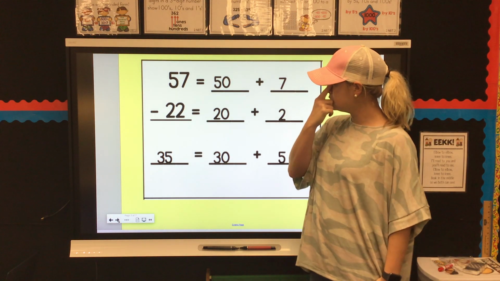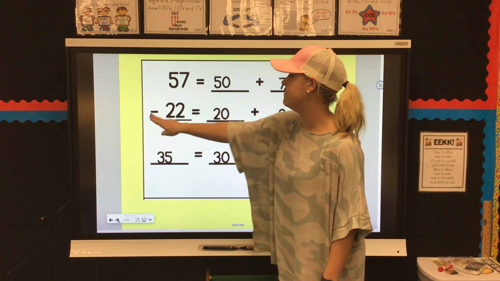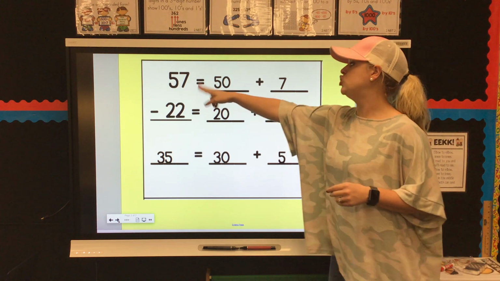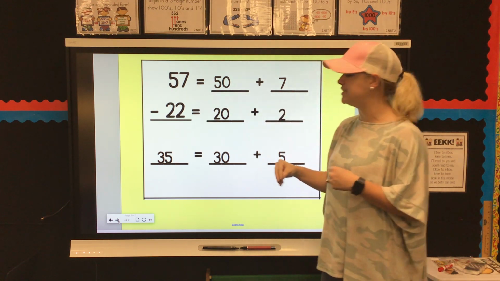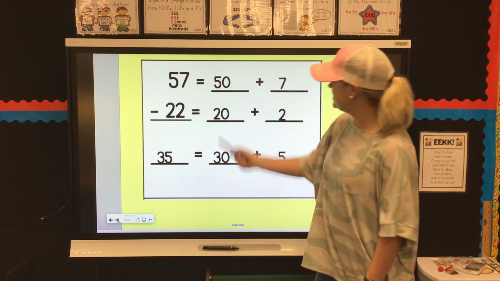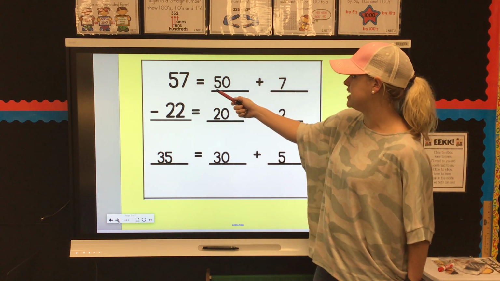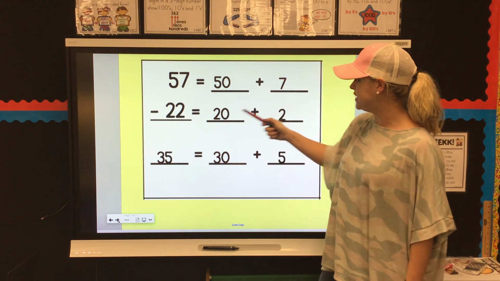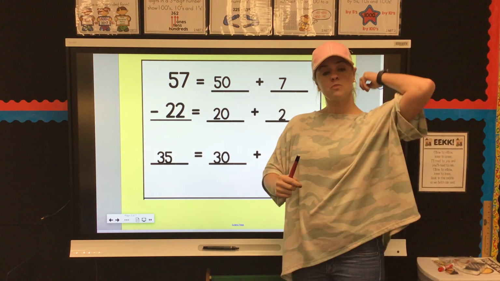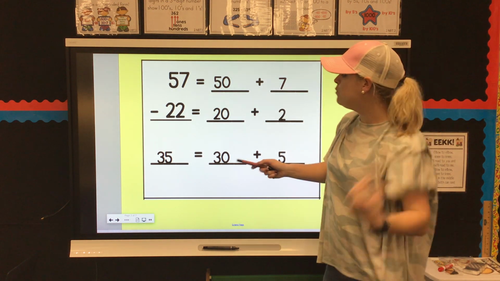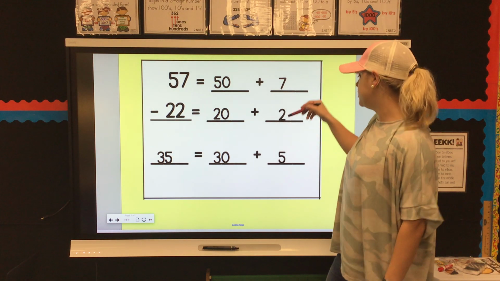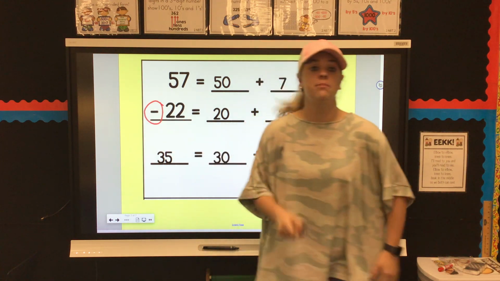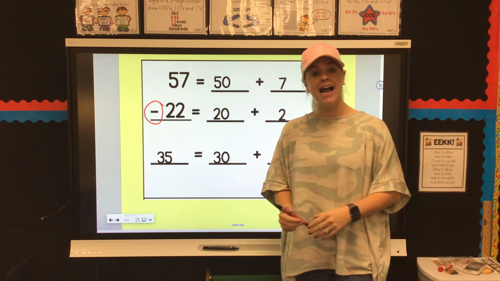Say we have a problem like 57 minus 22, okay? I can break these two numbers down into their tens and ones to help me subtract. So I see that 57 is the same thing as 50 plus 7, and 22 is the same thing as 20 plus 2. Now, last time when we did it, we were adding our numbers, so we would say 7 plus 2 equals 9. But we're not doing that this time. Now we're working with subtraction, so we have to subtract those numbers.